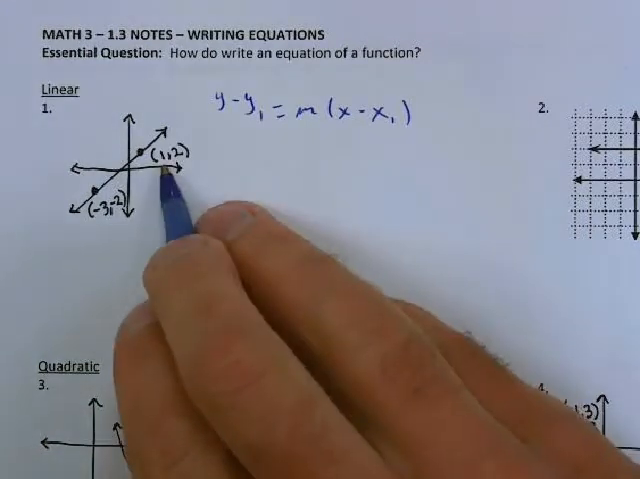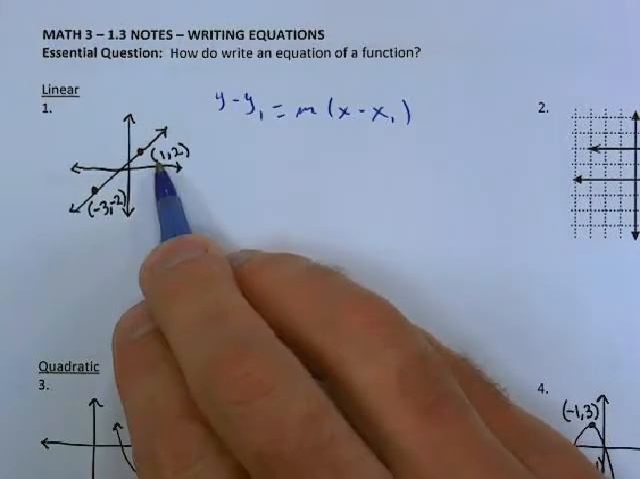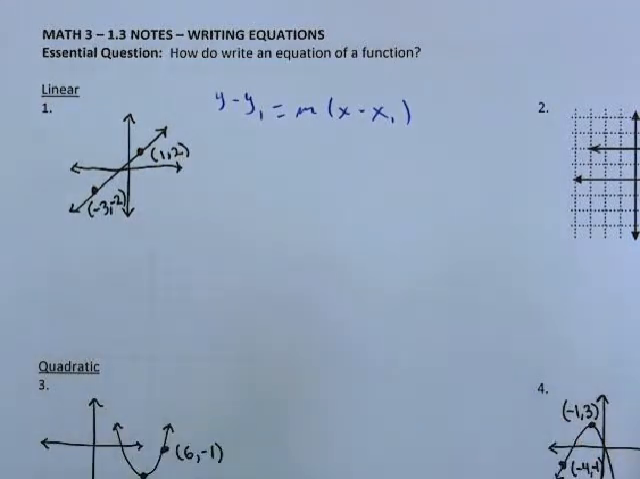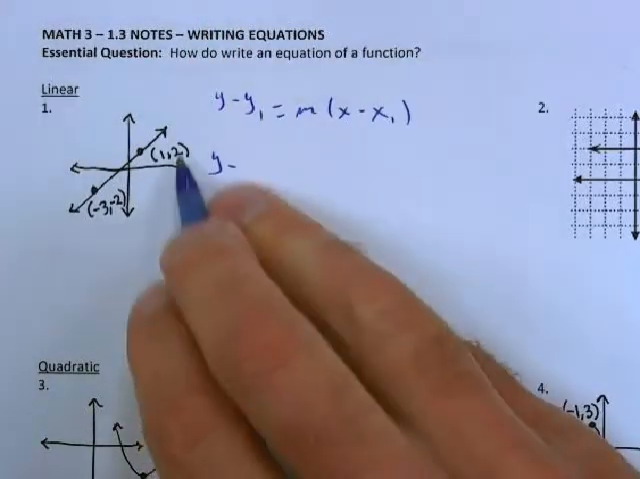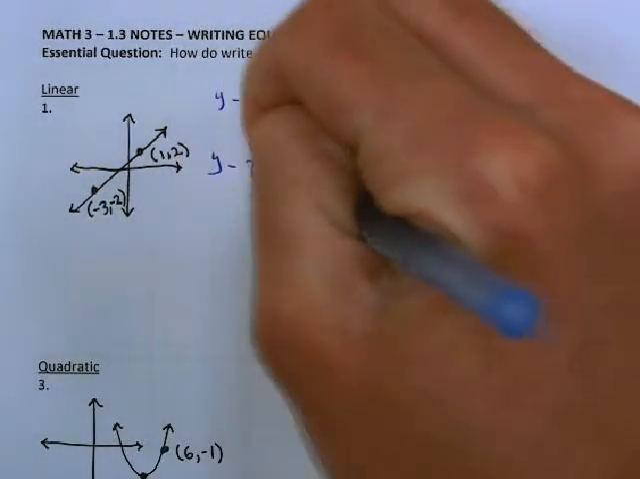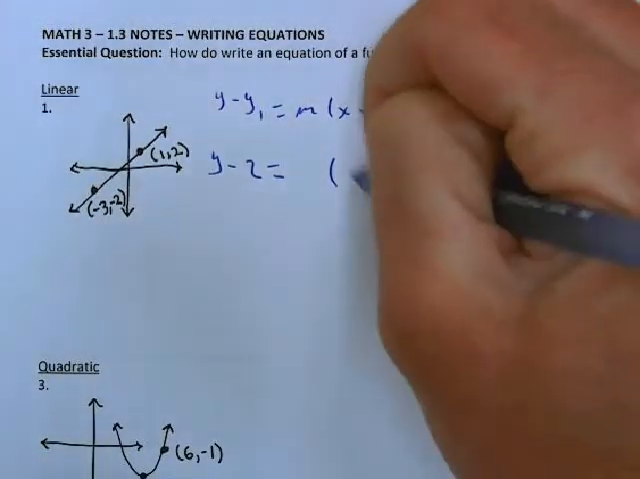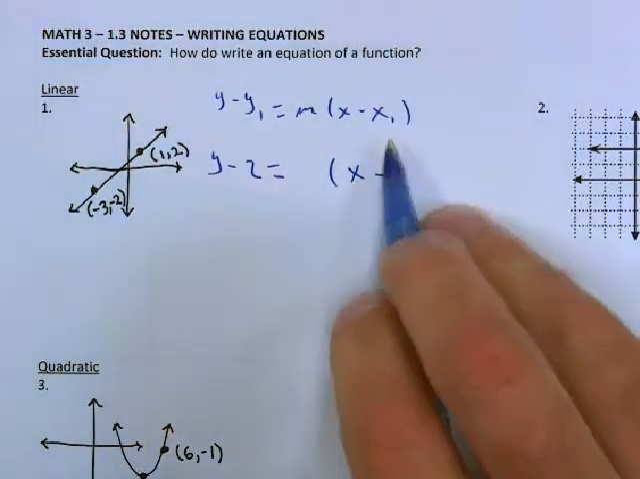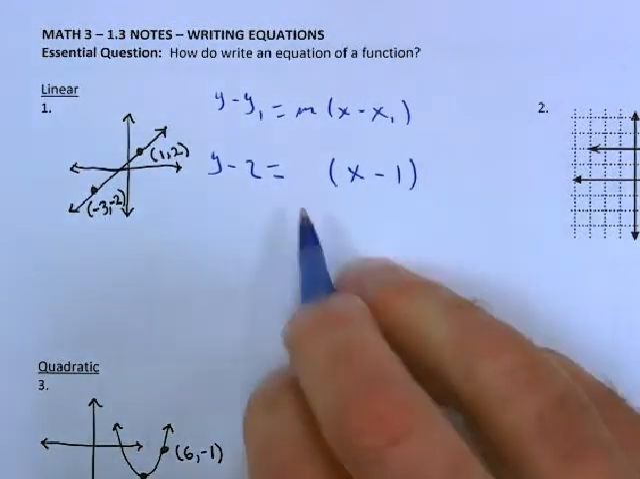So I'm going to call this 1 x1, and then 2 here is going to be y1. So I'm going to plug this in for x1, plug that in for y1, and then what do we get? We get y minus y1, which is 2, equals my slope, which I'm just going to leave blank for a minute, times x minus x1, which we said was going to be 1. Okay, and then the last thing we need to fill out is our slope.